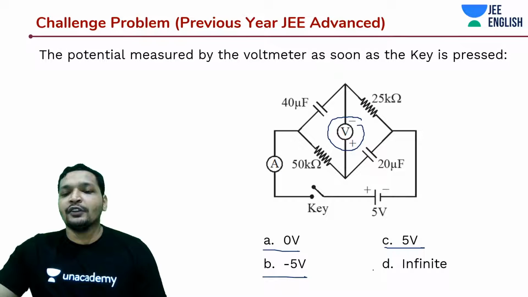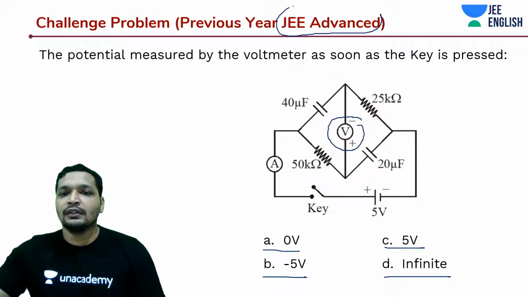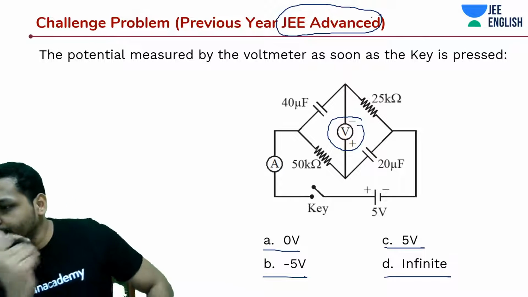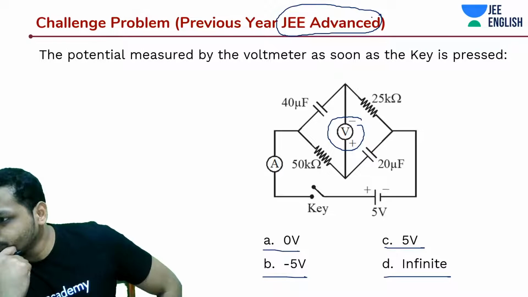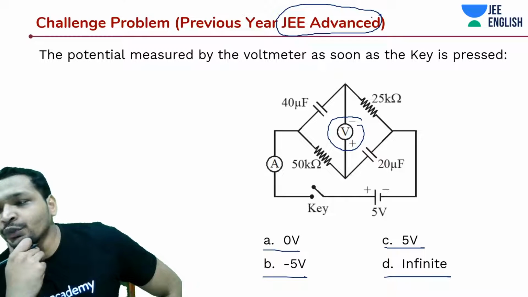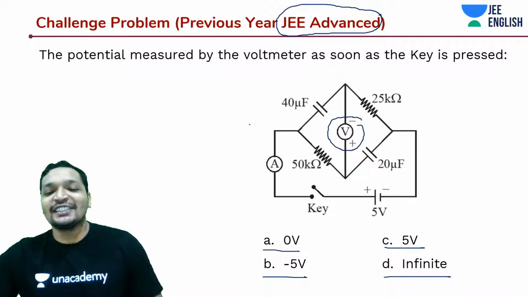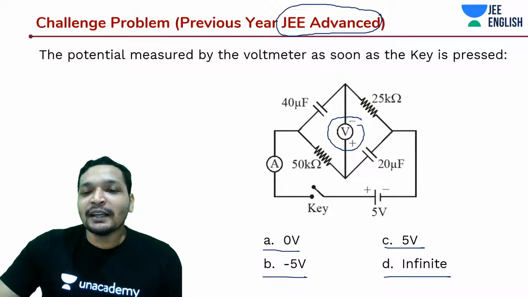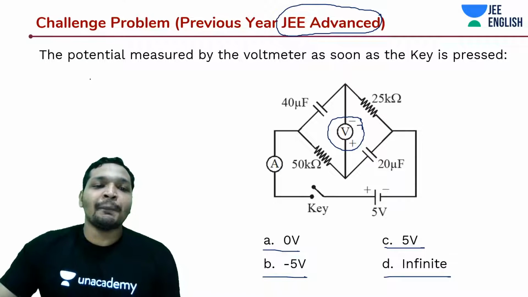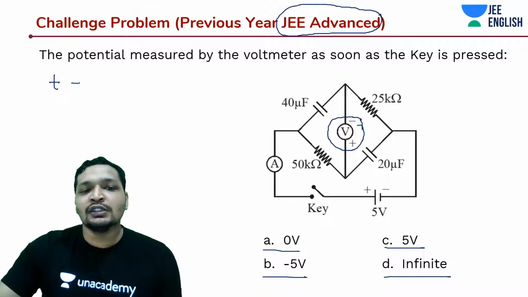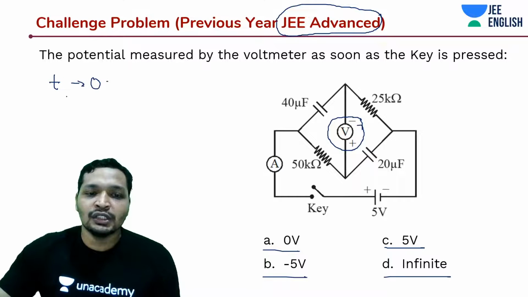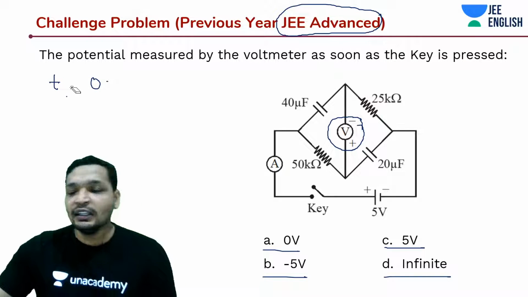A little bit tricky it should be, right? It's a JEE Advanced question, so expect some trickiness. Yes, absolutely correct. So many of us might think, capacitor. So what is happening as soon as you close the key? As soon as you close the key, t is equal to 0, not tends to 0, but t is equal to 0. That is just when you have closed the key.